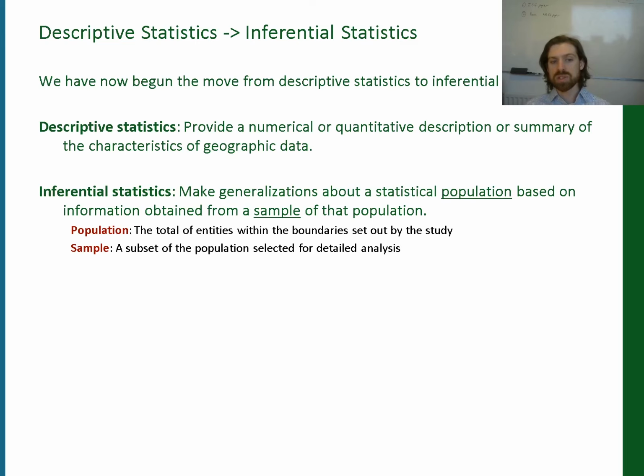And then in terms of a sample, that's a subset of the population selected for detailed analysis. So let's say that we pick 100 households or 100 businesses within Fairfax City. That would become the proportion that we end up sampling from the overall population. Hence, that's the sample.